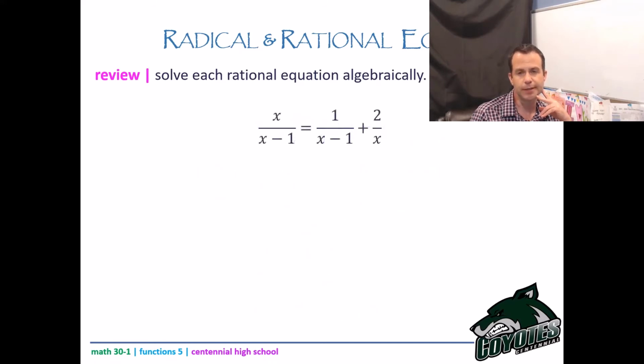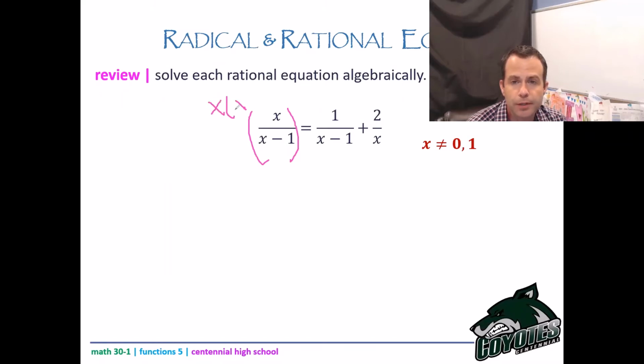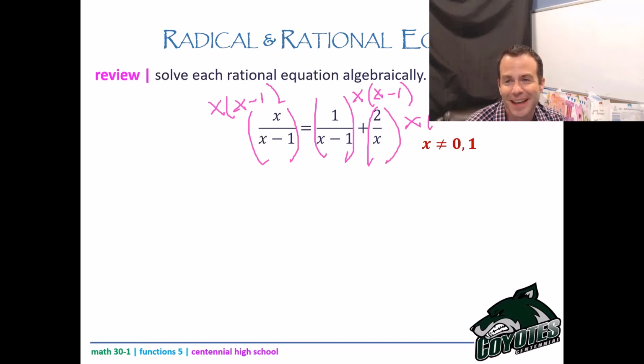Okay, a little trickier on this guy. First, though, I'm going to state my NPVs, which is x can't equal 0 and x can't equal 1. Then I'm looking at multiplying everything by the common denominator to wipe out the fraction. So the common denominator would be x times x minus 1. I'm going to take this guy and multiply by x times x minus 1, this guy, and, you guessed it, this guy too.